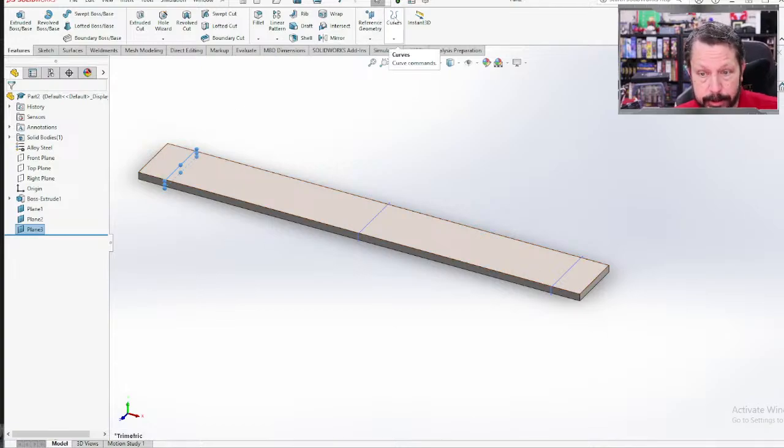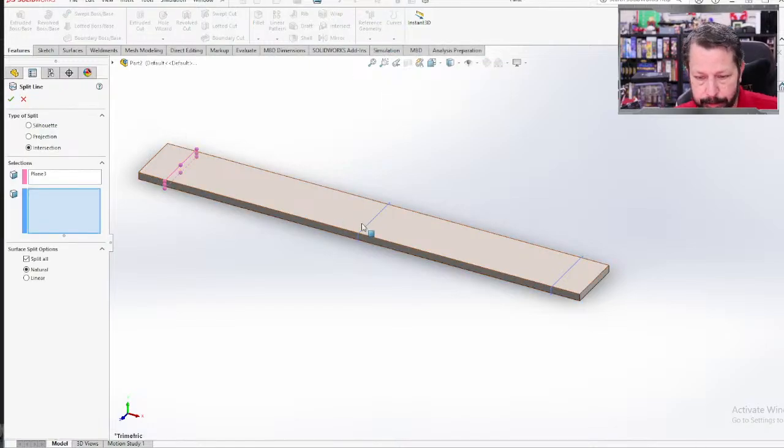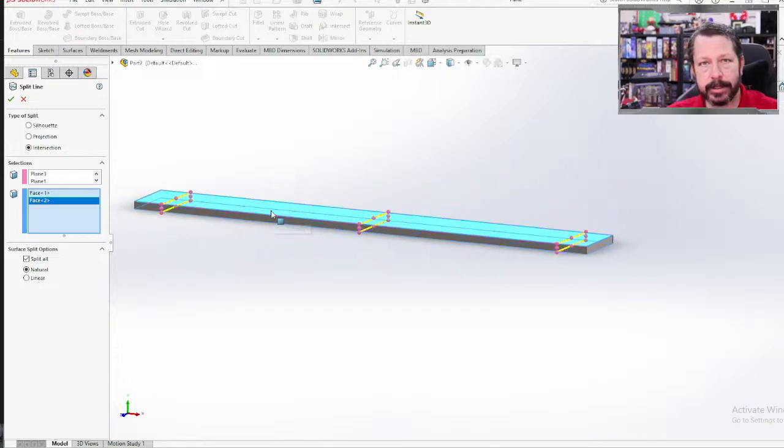I'm going to create curves right next to reference geometry, curves. I'm going to split lines. And I'm going to pick the 3 planes that I just, if I can get it to highlight it, come on. Oh wait, I need to be in there. Alright, there, there. And I'm going to split this top surface and the bottom surface. It doesn't actually change anything as far as the volume goes. It's just adding lines on the top that I'll be able to select later.